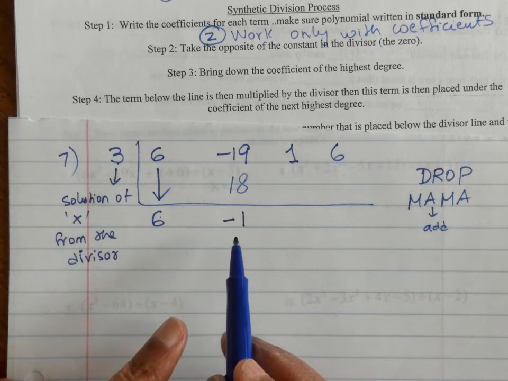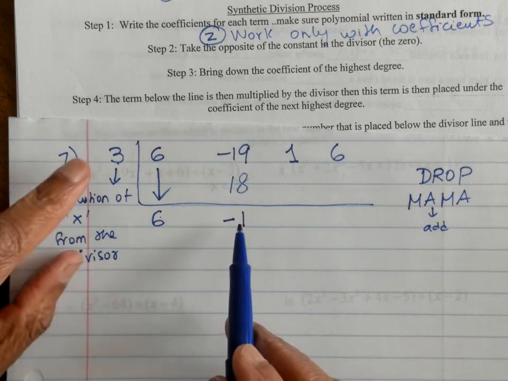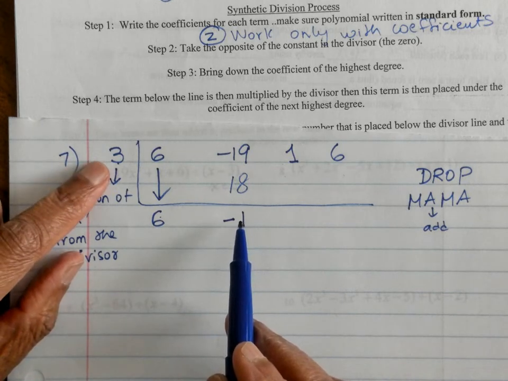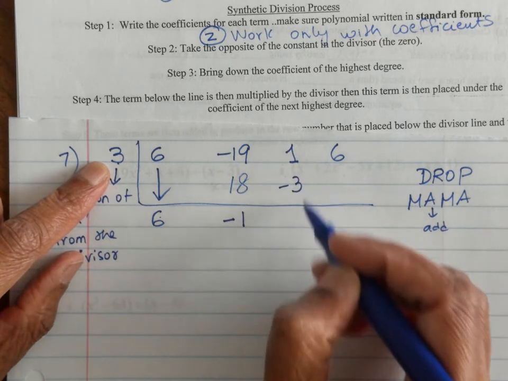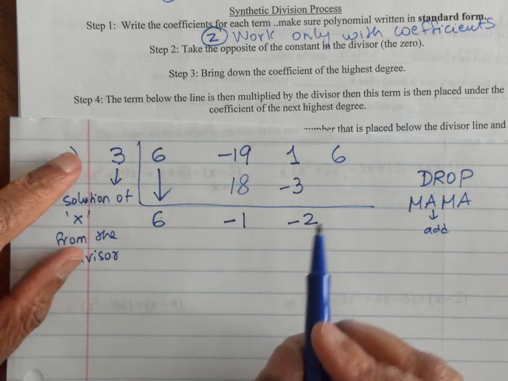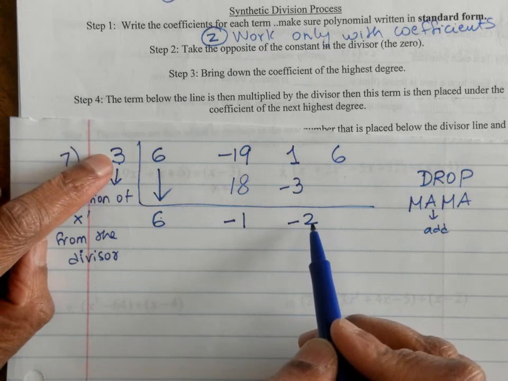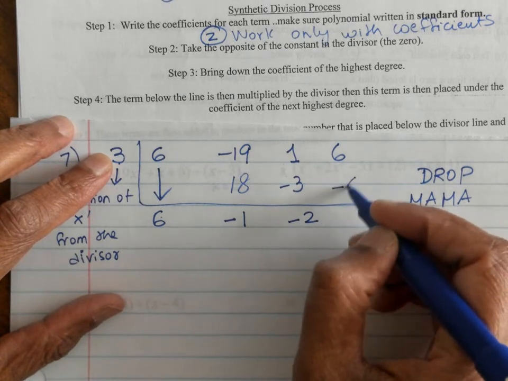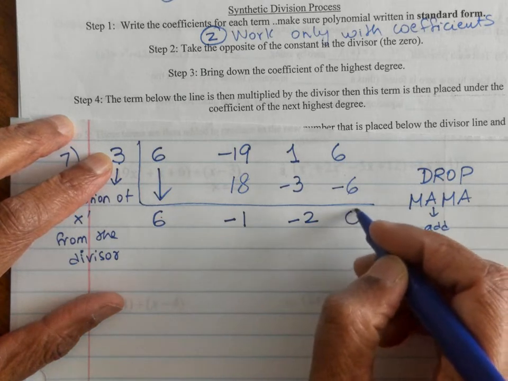Then you do the process again. You keep doing multiply, add. Take this negative 1, multiply with 3. It's negative 3. Add. Negative 3 plus 1 is negative 2. And then again multiply, add. Take the negative 2, multiply with 3. 3 times negative 2 is negative 6. And then add. 6 minus 6 is 0.